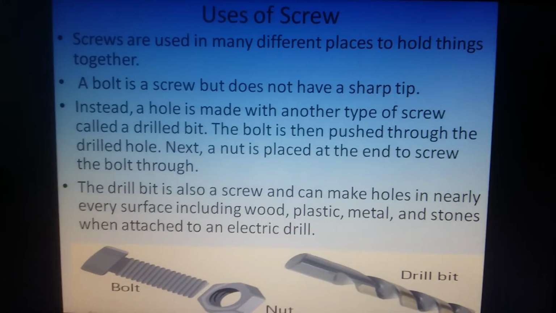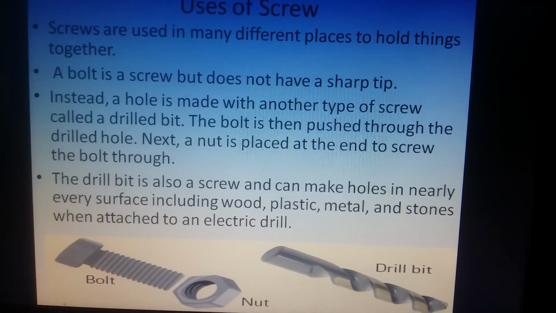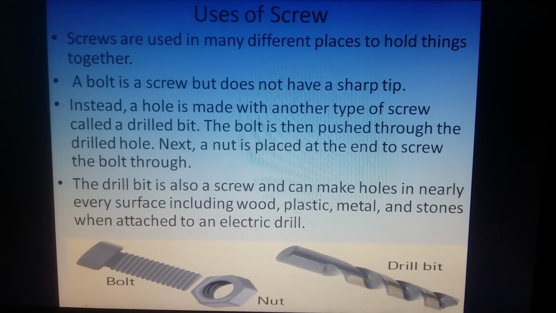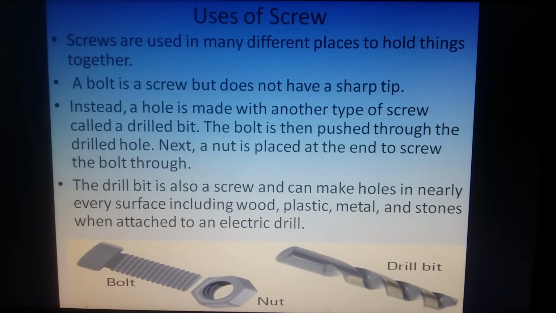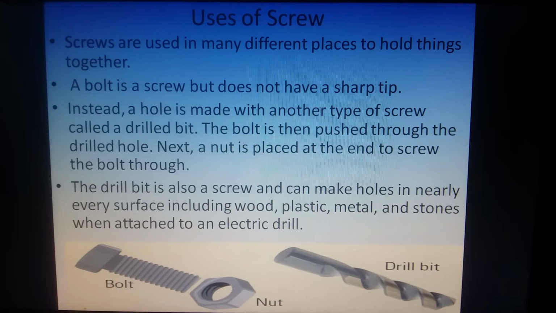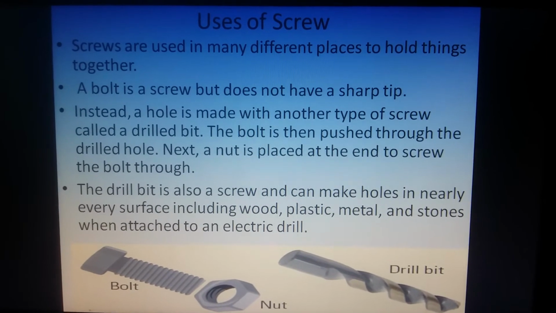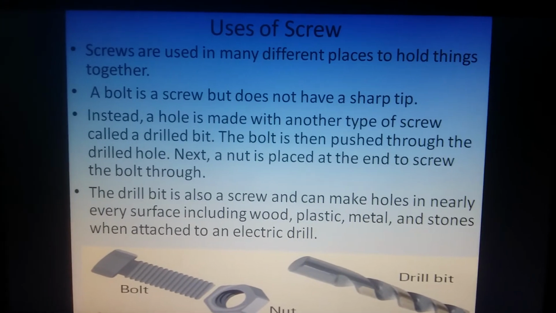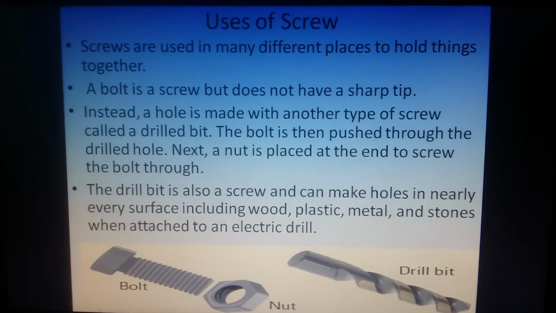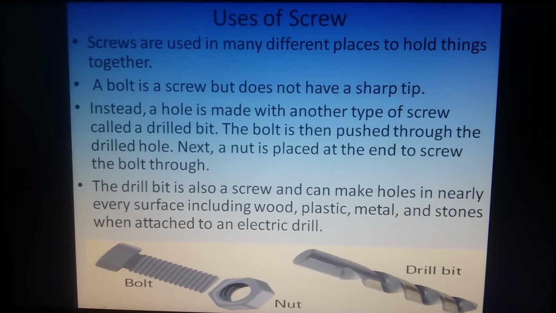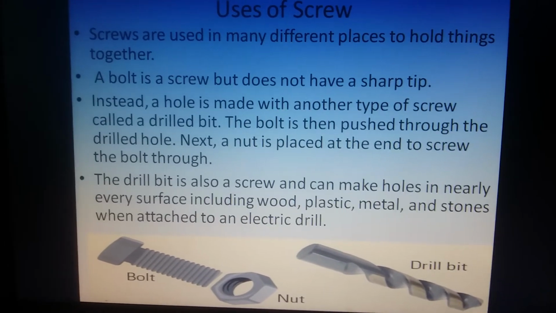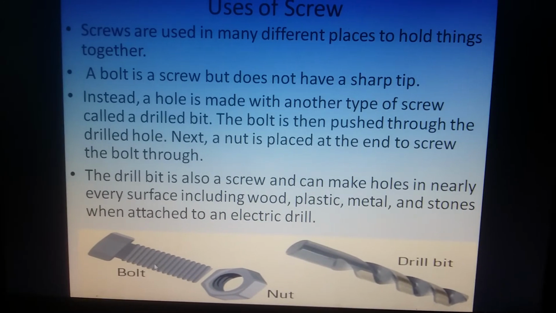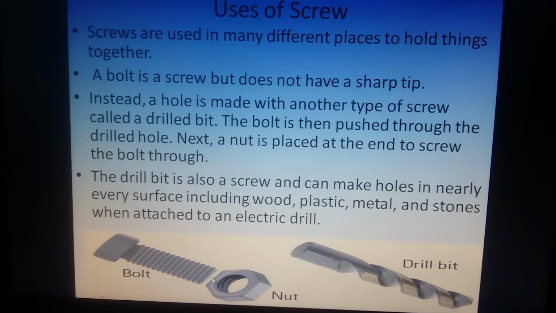What are the uses of screw? Screws are used in many different places to hold things together. If you want to paste a paper over a wall with the help of a nail, you are making use of a screw, because you are placing two things together. A bolt is a screw, but it doesn't have a sharp tip. This is a bolt. This is also a kind of screw, but it does not have any sharp tip.